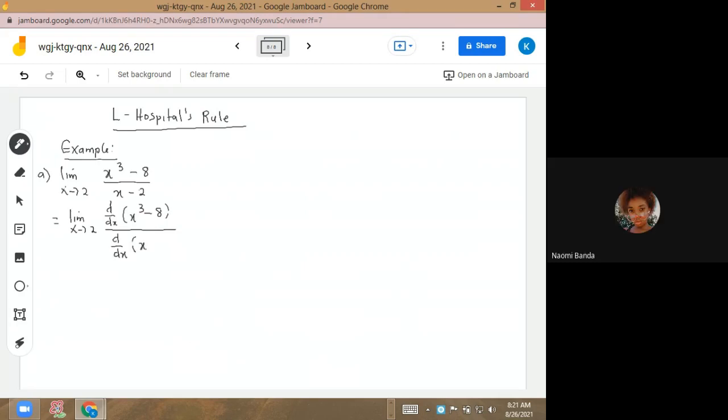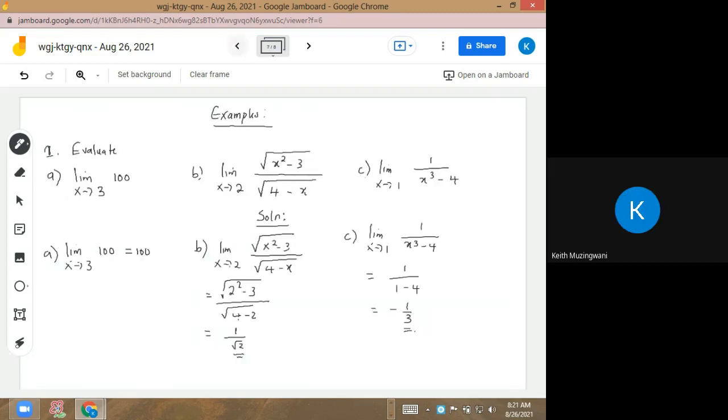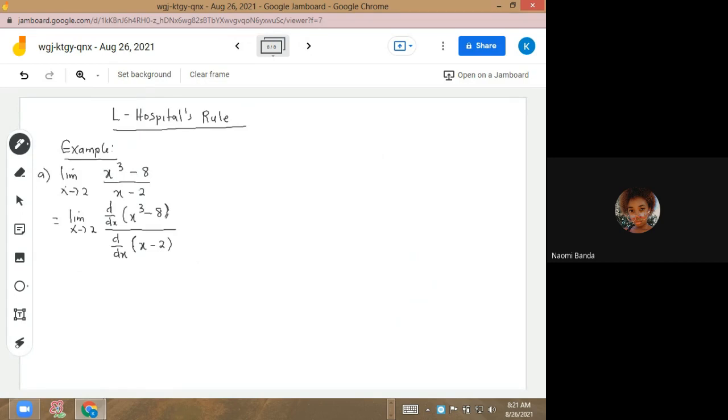Sir, a second. May I kindly see the previous board? So you don't use quotient rule. You differentiate each piece on its own. And then you have the limit as x goes to 2 of 3x squared over the derivative of x, which is 1. Then now you can substitute: 3 times 2 squared is going to be 3 by 4, which is equal to 12.